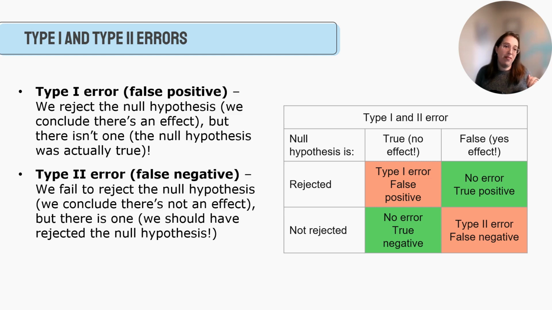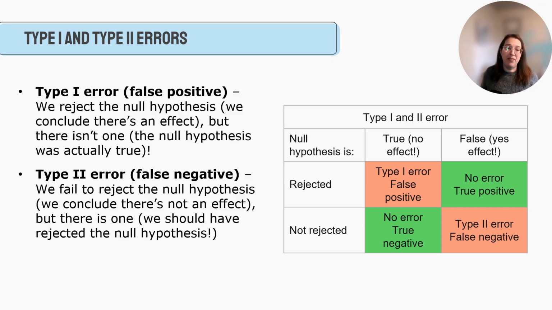If your null hypothesis is rejected, you think there's an effect, and there was an effect, there's no error. It's a true positive. We conclude there's an effect, and yes, there was an effect. But if we say, ooh, we think there was an effect and there wasn't one, that's that false positive.